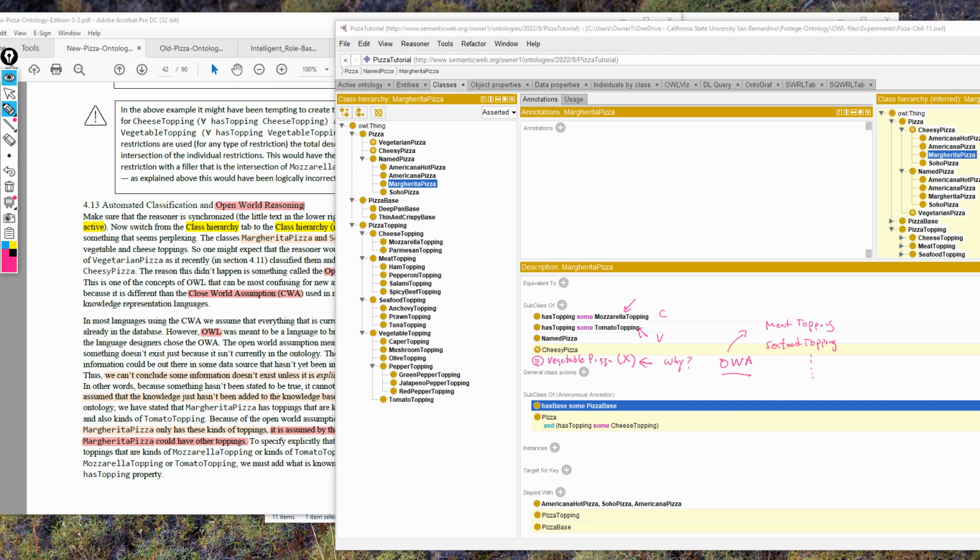Okay, so we have to explicitly say that, if you want the margarita or the soul pizza, if you want both pizza to be the vegetarian pizza, we have to specifically say that what? Let's say, for example, the margarita pizza can have only what? Mozzarella and only have what? Cheese or vegetable topping only. Okay? So that's the important.